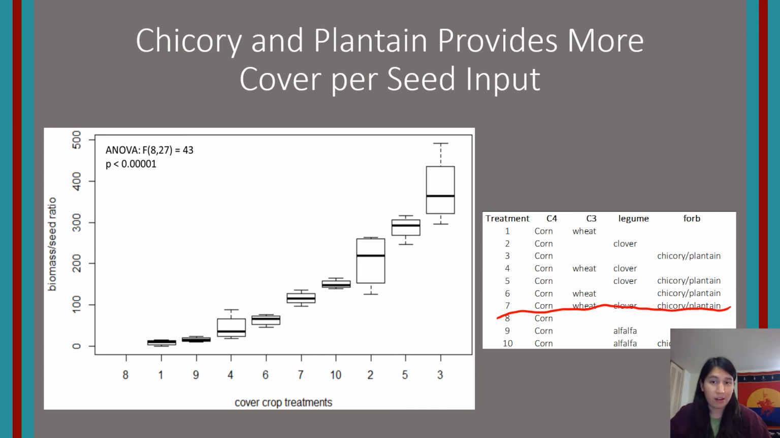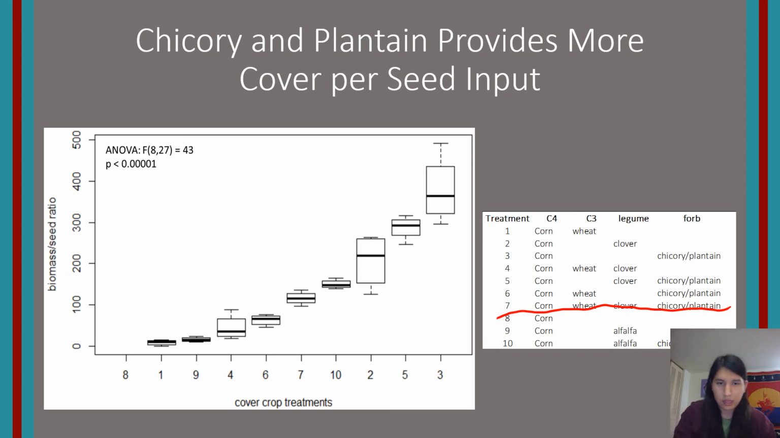There's so many plants there. However, what this graph shows right here is that sort of biomass to seed ratio. So what was the biomass payoff for the amount of seed you put in? And so a higher value would mean that's something that's good. That means you got more bang for your buck.